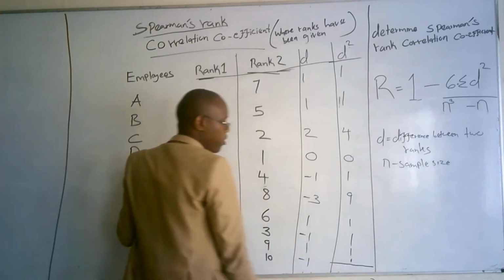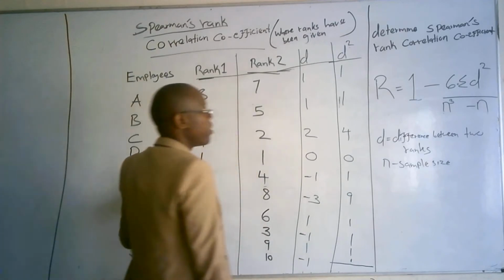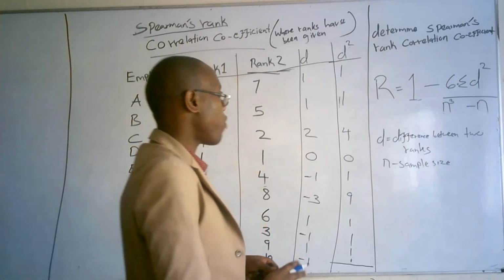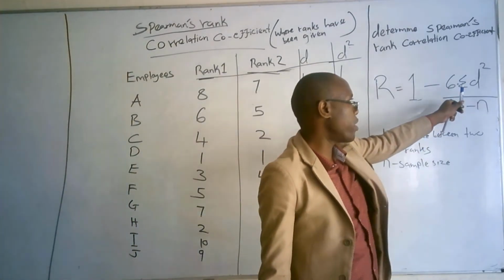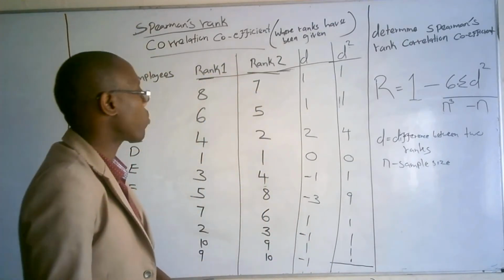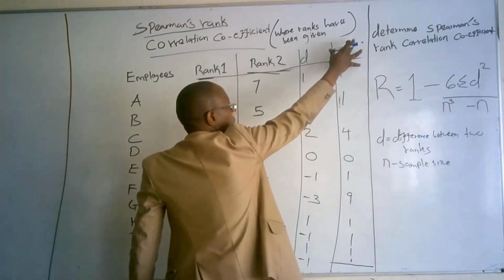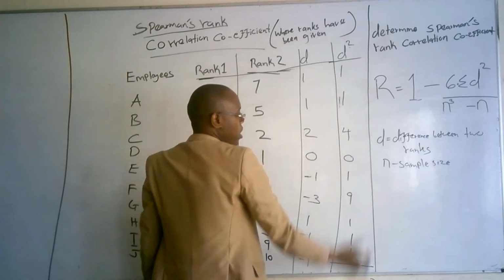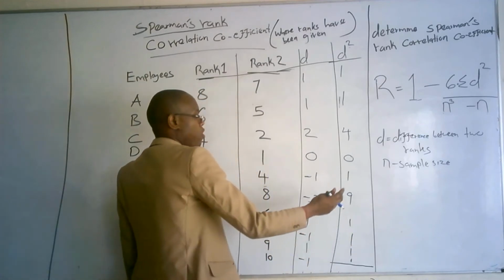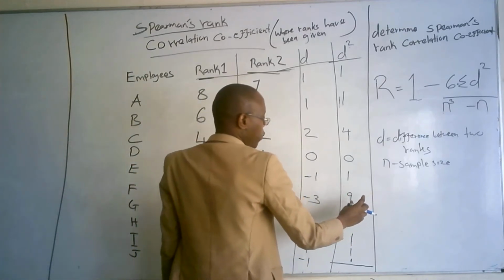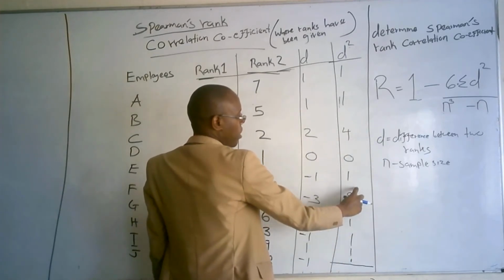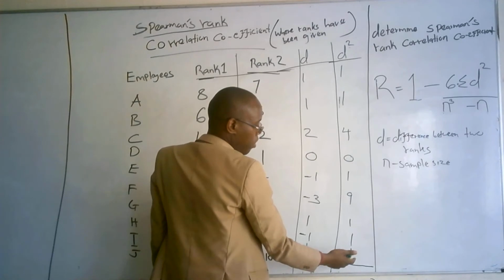So we are going to find the summation of that column, because the formula requires us to have the summation D squared. And how can we get the summation D squared? By adding this column of D squared. If we add this particular column, it's going to be 9 plus 4, which will be 13. So 9 plus this 4 will be 13. Let us count the number of ones we have.